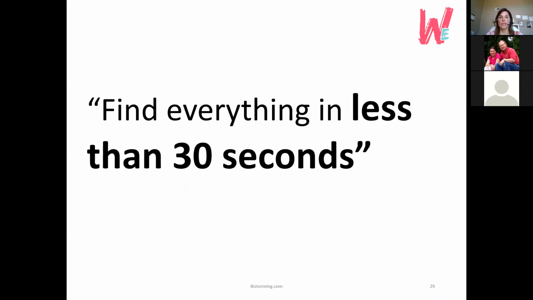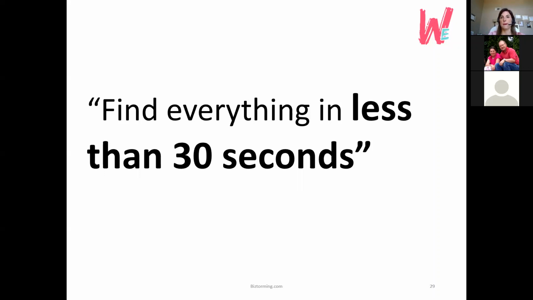That will help us with the second principle, which is finding everything in less than 30 seconds. Whenever you're spending more than 30 seconds looking for something, it means that maybe it's not in its home. Maybe you defined a home, but it's not there. Someone took it and didn't put it back. Or maybe it doesn't have a home. You have to define the home. Or maybe there's no system to refill it.